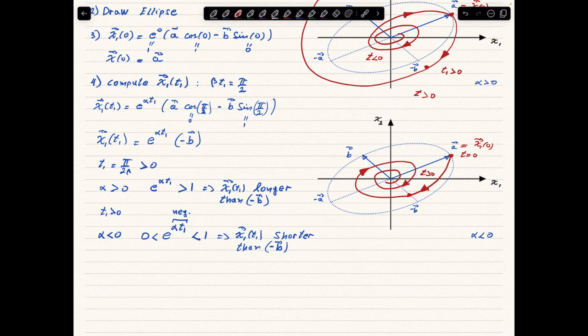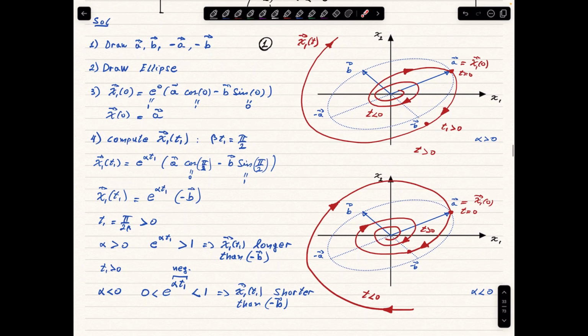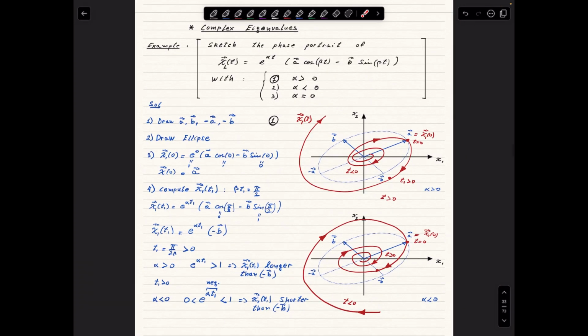And when t is negative, well, everything reverses and it comes from outside. So this here is now t negative. The solution spirals towards the origin, the solution crosses at t equals 0, and then for t positive, we are inside. And this is how the phase portrait of these two cases looks.